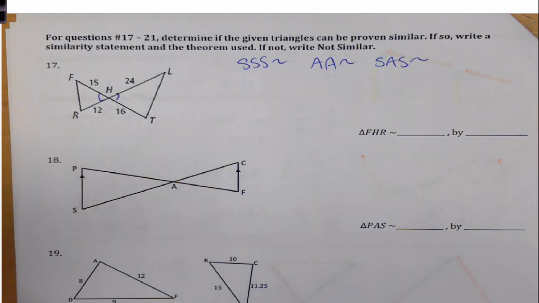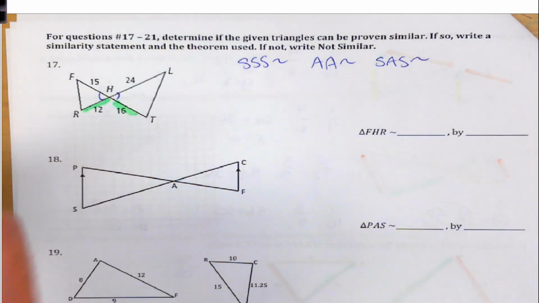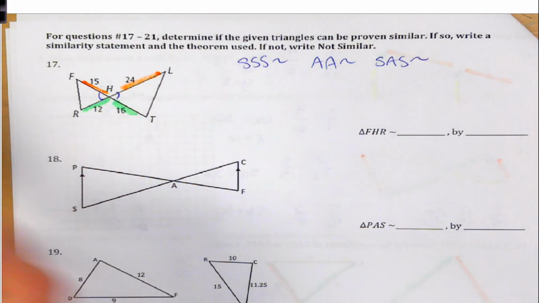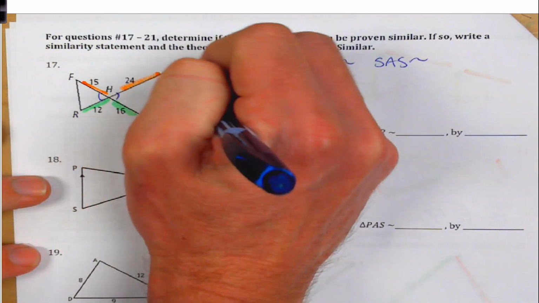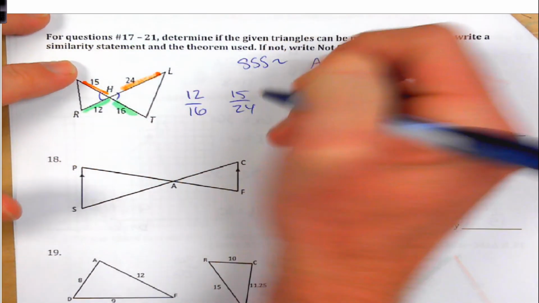And again, we want to match. 12 is the small, and 16 is the small. So those are going to match. And 15 is large, and 24 is large. So we've got to make sure we match the right ones. So I'm going to do 12 over 16, so left to right. And I'm going to do 15 over 24. And I'm going to simplify those.